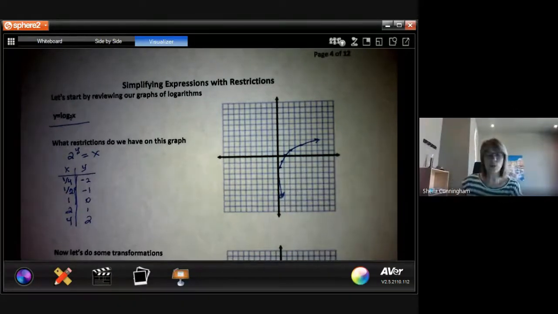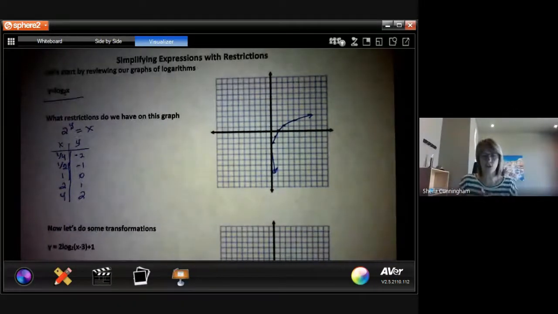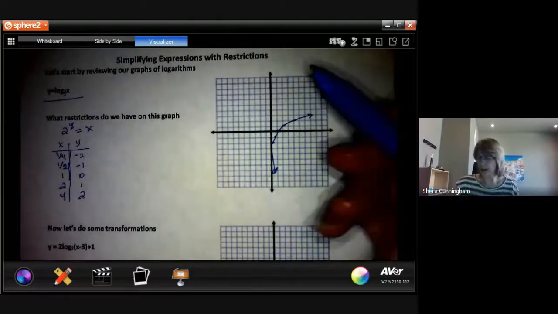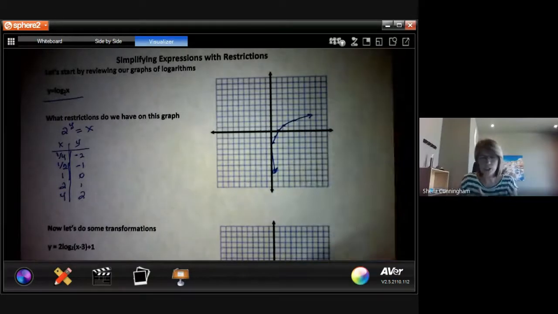So when we look at this and we want to identify what the restrictions are, we start to look at your x. We have to determine what our restrictions on x are. So in this case, we're operating from the idea of your domain, right?